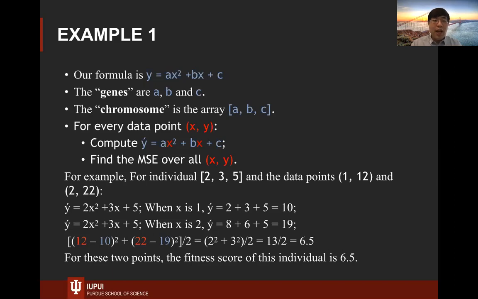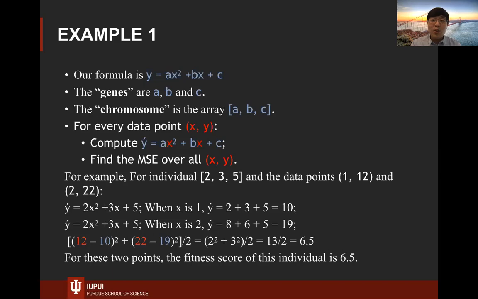So for every data point x, y, right, note that I use the red color to highlight the actual data point. So for every actual data point, we compute the predicted value y bar, and then we find the mean square error over all actual data points. For example, for individual 2, 3, 5, and 2 data points, when x is equal to 1, the y bar is equal to 10.